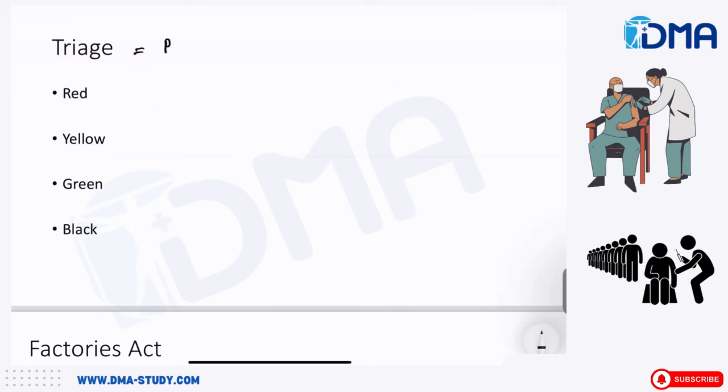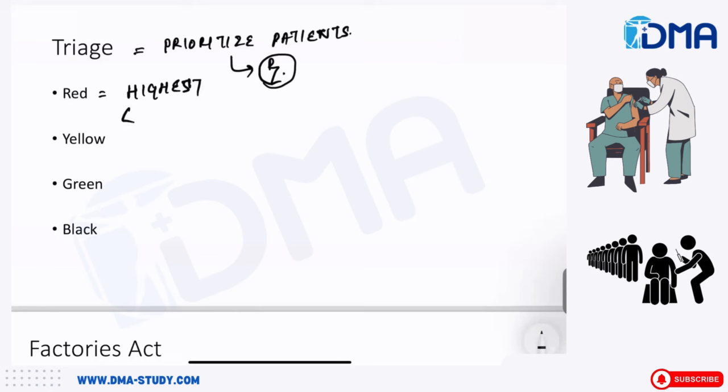It is to prioritize patients in case of disasters. Prioritizing for what? Prioritizing for treatment. Who needs treatment first? The red patients are of highest priority. They have to be treated within 6 hours.